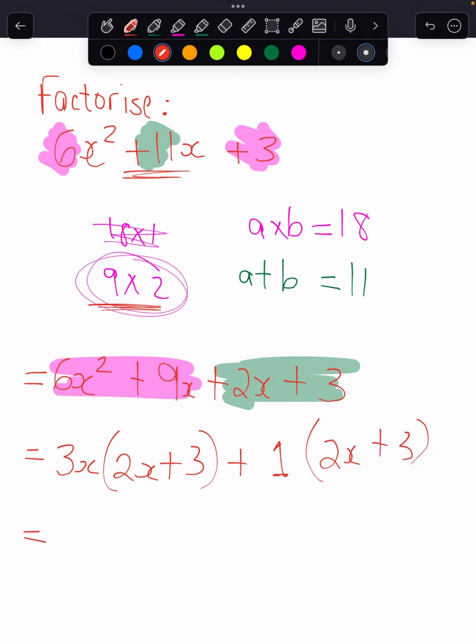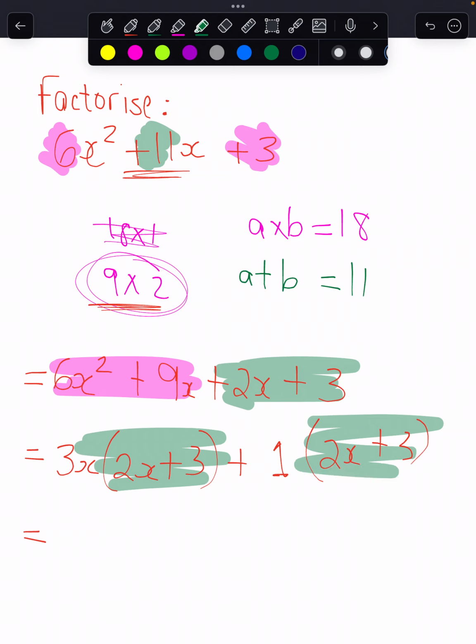And then now we've got two terms that both have a 2x plus 3 factor. So we factor that out. So we've got 2x plus 3, and in the first term we're left with 3x, and in the second term we're left with 1. And then there you go, your trinomial is factorized.